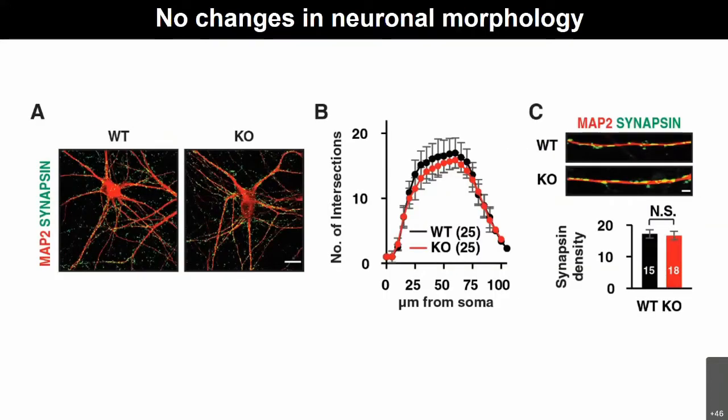When we made neurons, we realized that the neurons just became neurons just as fine as the wild-type cells. When we look at them, we cannot tell any difference in terms of morphology. When we look at the Sholl analysis and the neuronal arborization, they are normal.